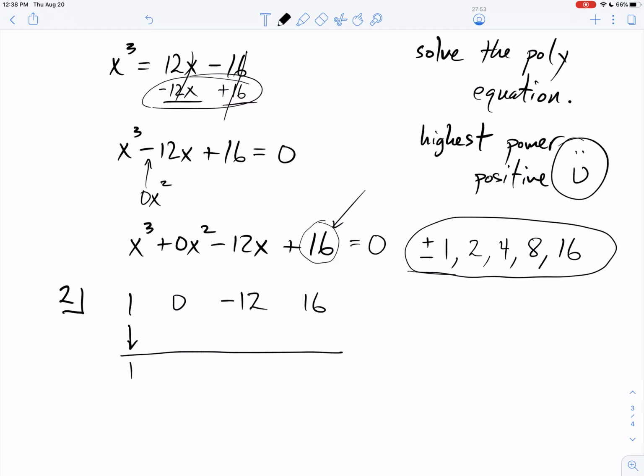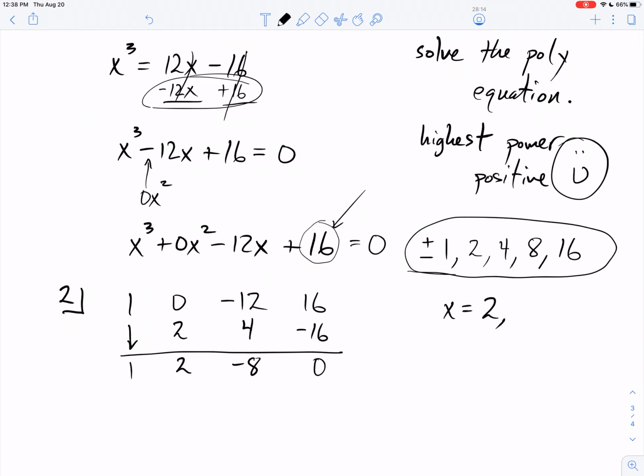But why'd you do that? Because I know, and I'll show you in the next video how I know. 1 times 2 is 2. Add down, I get 2. 2 times 2 is 4. Add down, I get negative 8. 2 times negative 8 is negative 16. Ding, ding, ding, I'm a winner. My first solution to this is a 2.